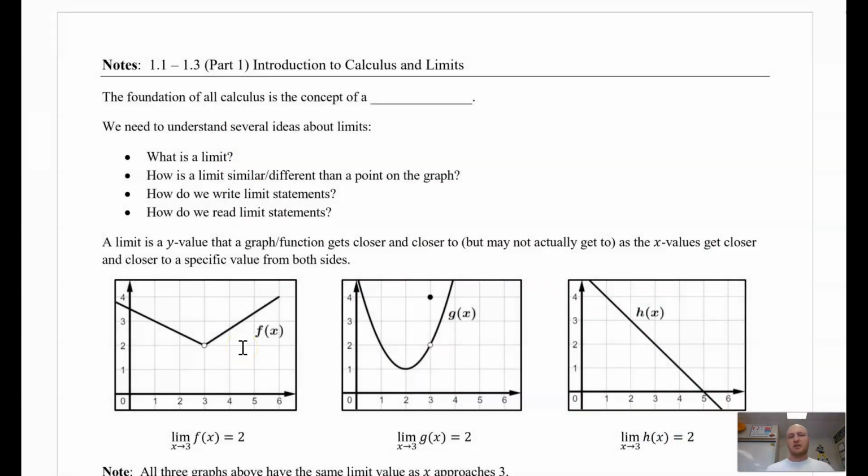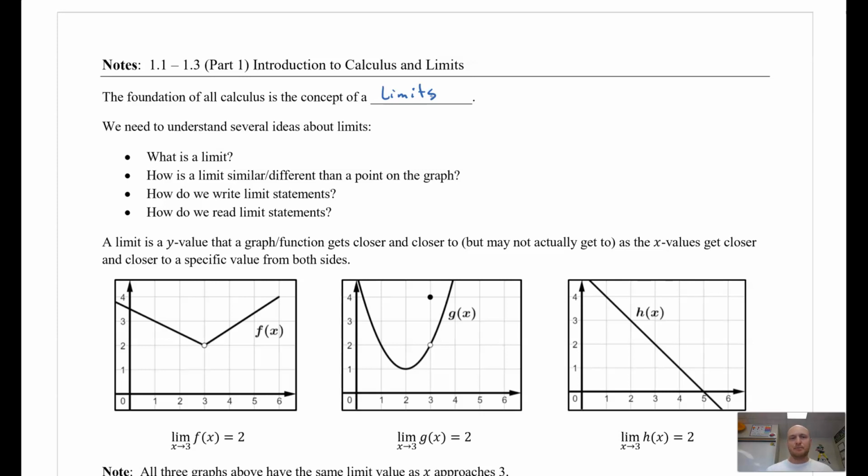The foundation of all of calculus is the concept of limits, and this idea will be tied into everything that we do in this course, including the main ideas of derivatives, integrals, and of course series if you're taking Calc BC. So to understand limits, first of all we need to talk about these ideas.